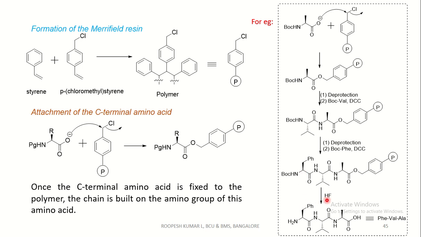This on treatment with liquid HF, that is hydrofluoric acid, we know that Boc is an acid labile group, and even this resin can be removed using HF. Hence we get a tripeptide deprotected on both sides. This is phenylalanine valine alanine, a tripeptide.